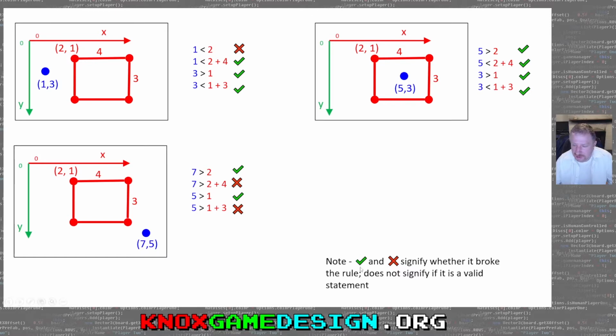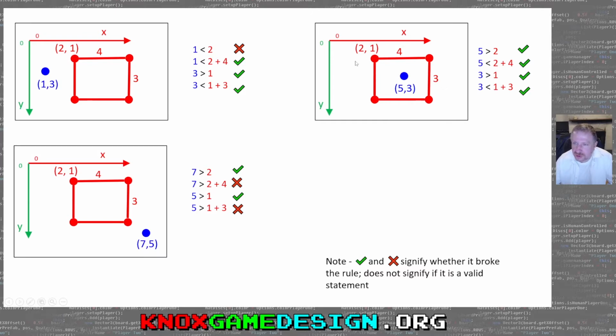So I put a note down here in the lower corner. The checks and X just signify whether it broke the rule. These are all valid statements. So it does not signify whether this is a valid statement or not.